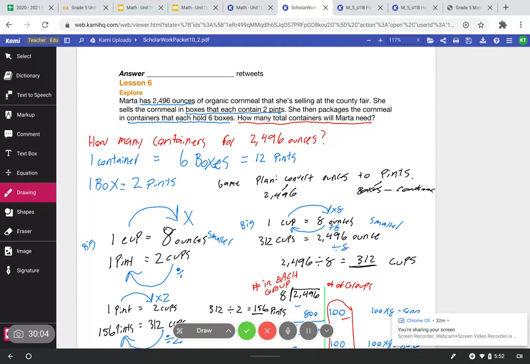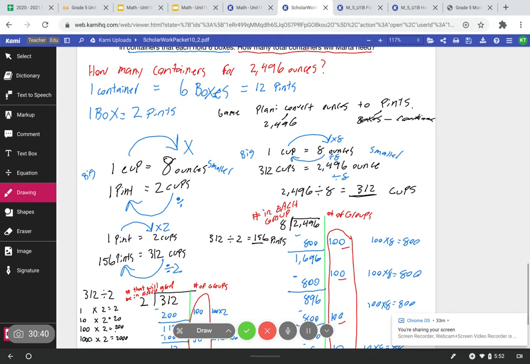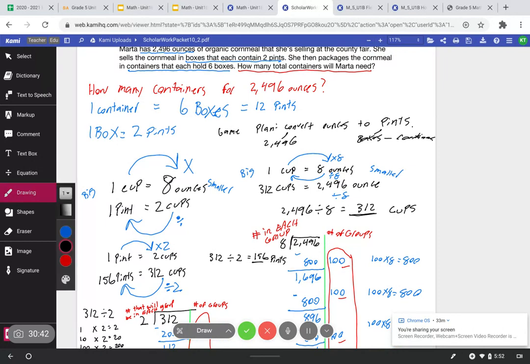Or I could just do 12 because we know that each container has 12 pints because 2 pints are in each box. So 2 times 1 equals 1 box is 2 pints. Well, each container has 6 boxes. So 2 pints times 6 boxes equals 12 pints. So I am going to divide the total number of pints that we have, which is 156 pints.